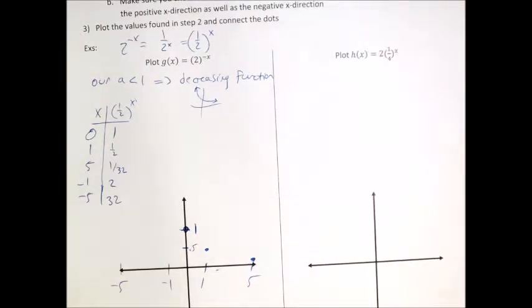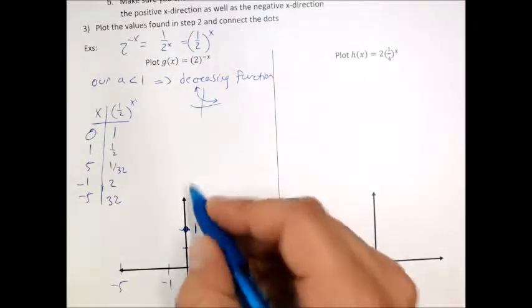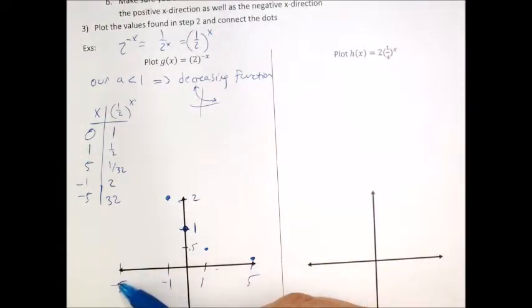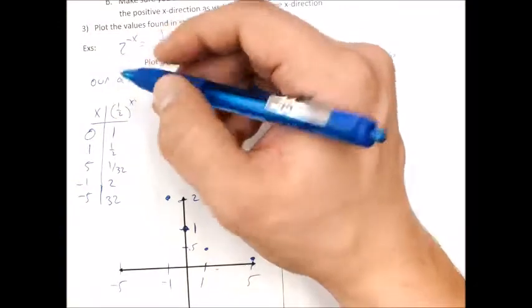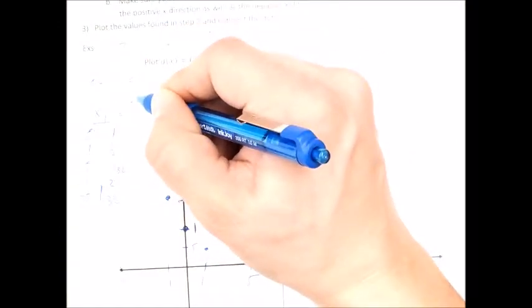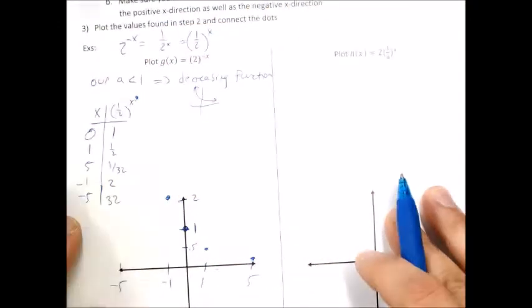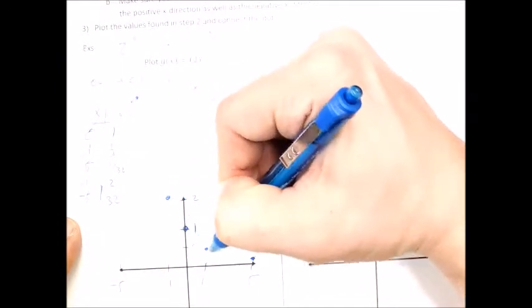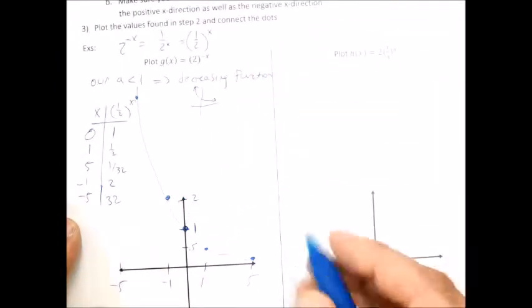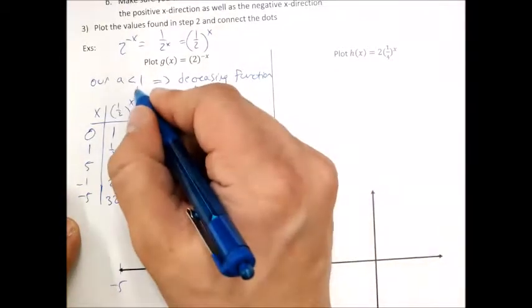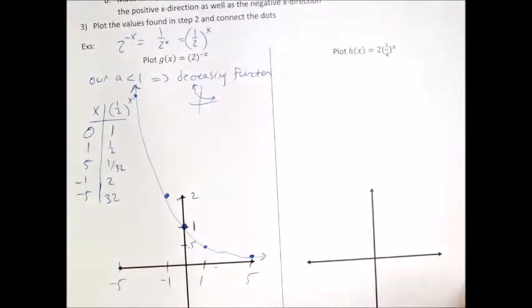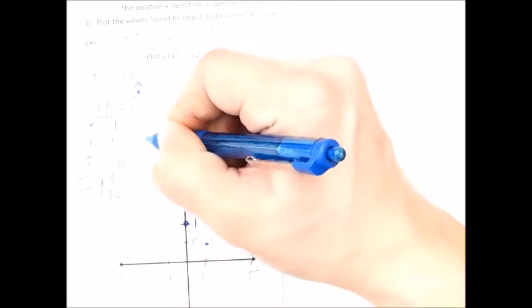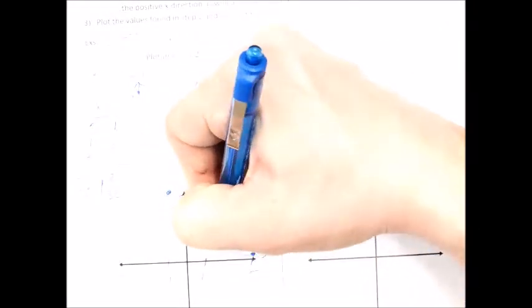And then at -1 we were up here at 2. And then at -5 we were at 32, so that's like way up somewhere. I'm going to put it way up here, although I don't know if that's quite accurate or not. But you can see we get the right shape when we connect these dots. We get this decreasing kind of function. And it fit the general idea of what we thought it should look like. And that looks pretty good.